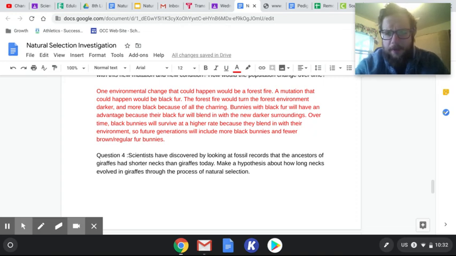Scientists have discovered by looking at fossil records that the ancestors of giraffes had shorter necks than giraffes today. Make a hypothesis about how long necks evolved in giraffes through the process of natural selection.